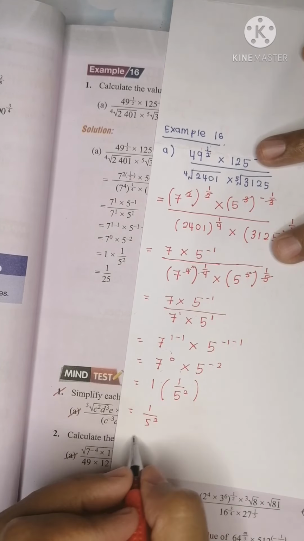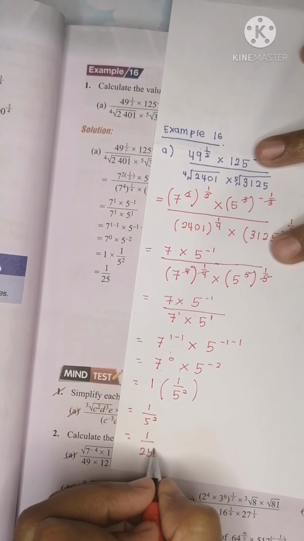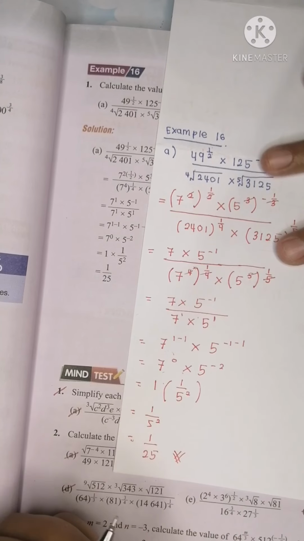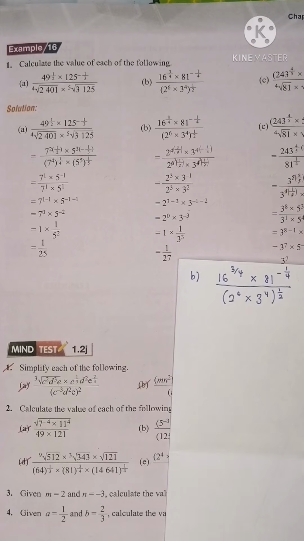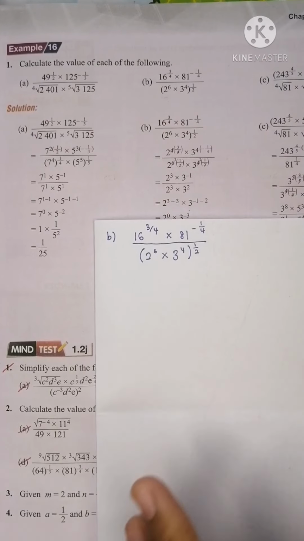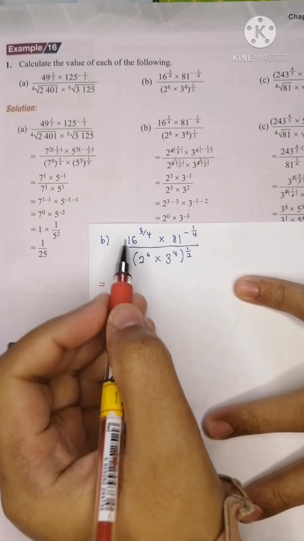So 5 to the power of 2, the answer will be 1 over 25. So that's it. This is the answer. Okay, now look at example 16b. So this is the question.